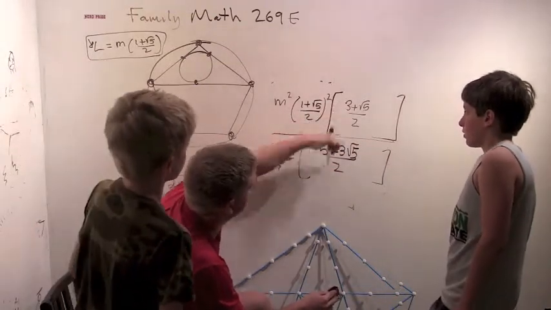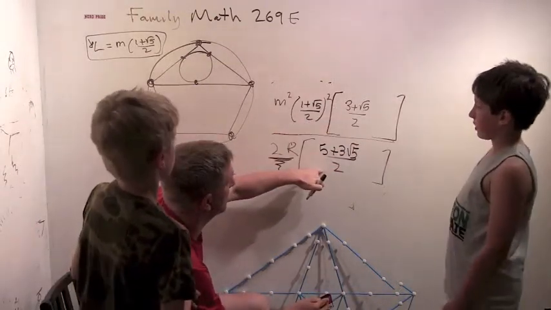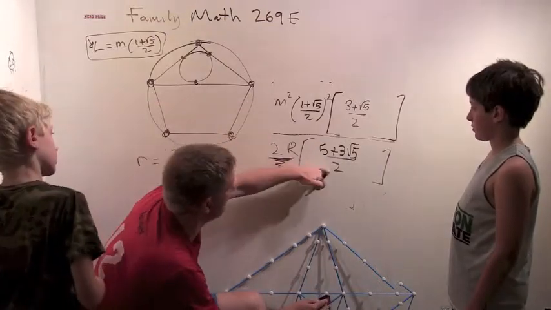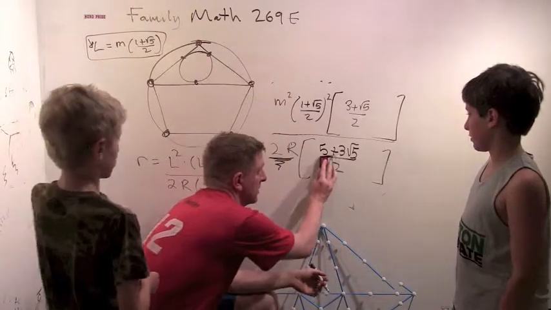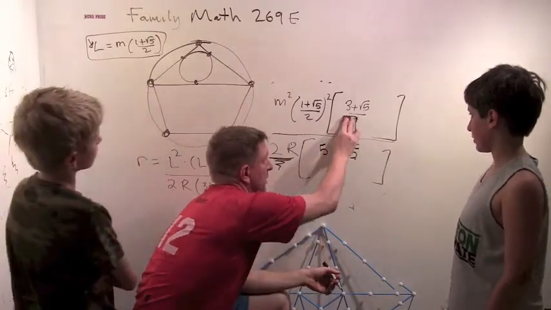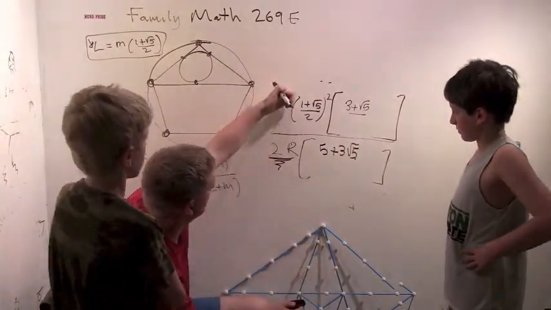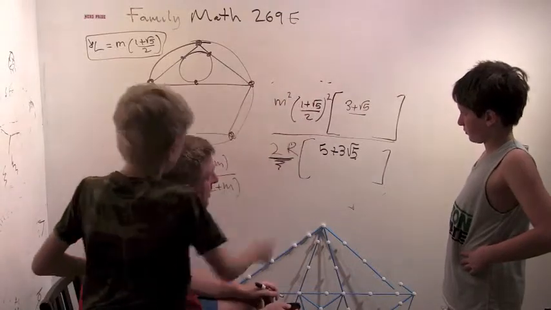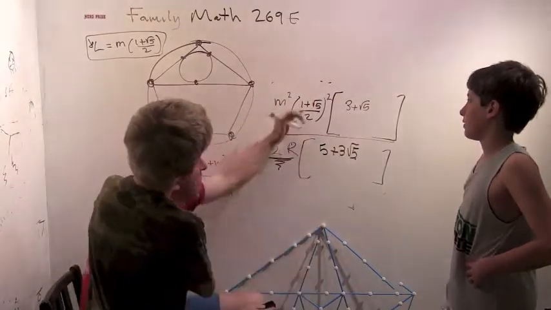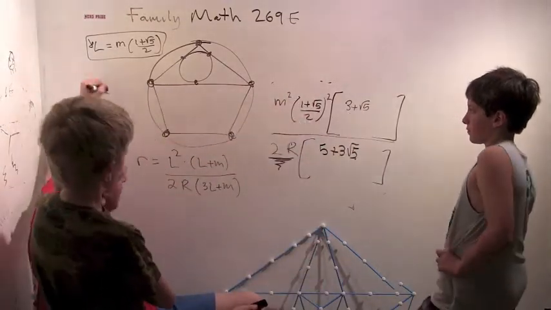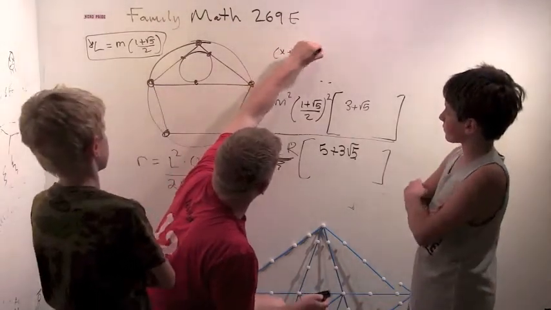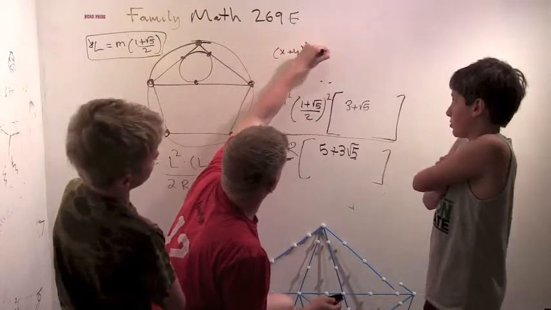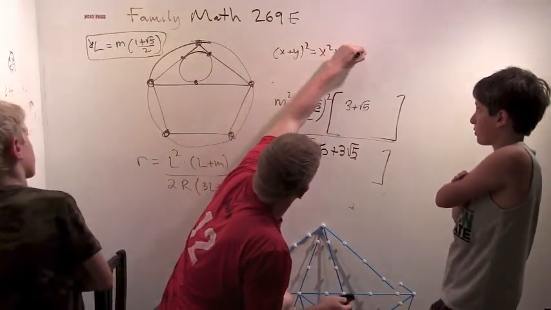Now I've got a 1 half on the top, 1 half on the bottom. We can cancel that out, or I could cancel out this 2 with that 2. What would you rather do? Let's cancel out the half, so we can get rid of as many fractions as possible. And now I have this 1 plus root 5 over 2 squared. Well, x plus y squared is what? x squared plus 2xy plus y squared.